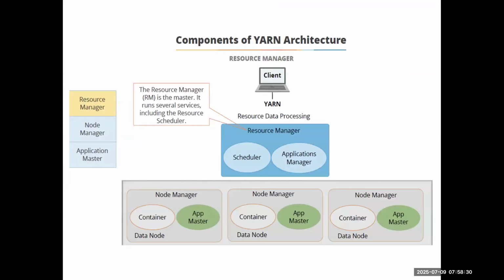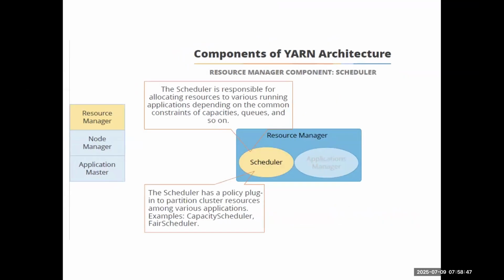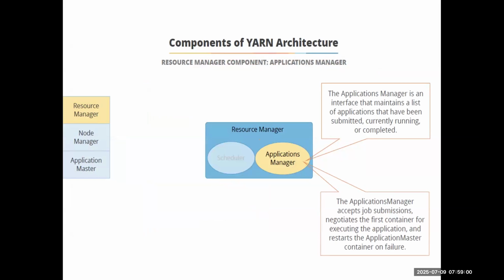This we saw, right? The resource manager is a master with several services. I explained all those things to you. Let me just check if I missed something. So let us move on. The scheduler is responsible for allocating resources. This we saw, capacity and queue. We will look at these further. See, the application manager, I told you, right. It keeps the list of applications which are running and submitted. Those things are taken care of by the application manager.